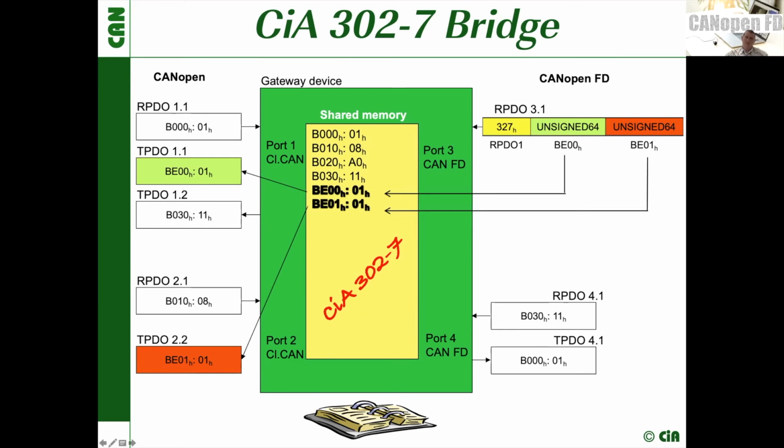So we see here CiA 302-7, never written for CANopen FD, brings everything that allows us to implement a bridge between a CANopen FD and a CANopen, classic CANopen environment.